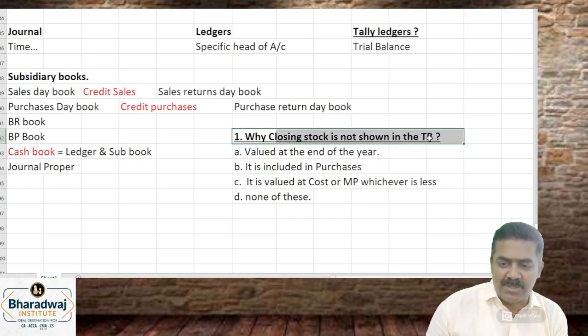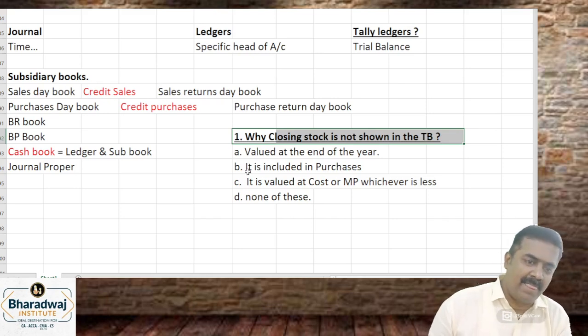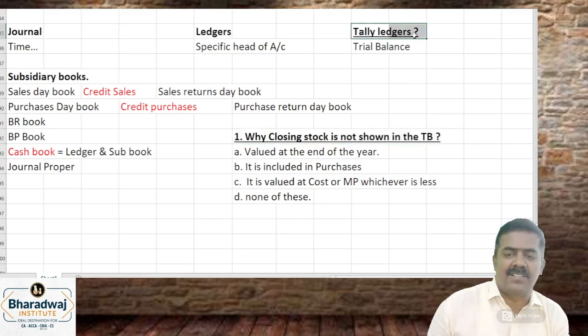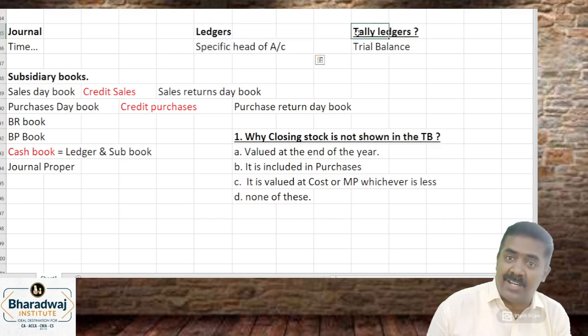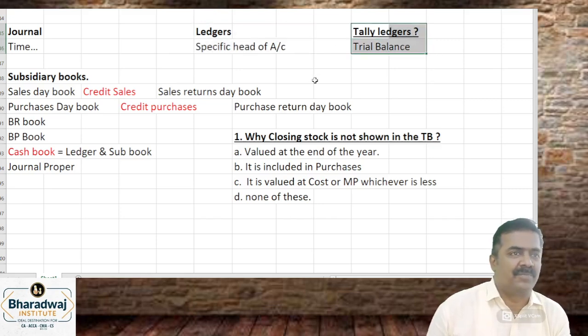Why is closing stock not shown in the trial balance? Wait. What is the trial balance? Journal entries must be passed and the ledger must be prepared. The balances from the ledger are what come into the trial balance, right?